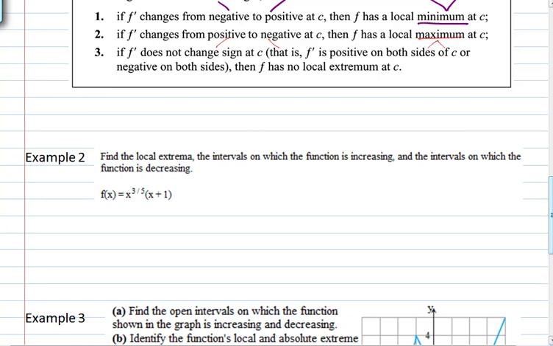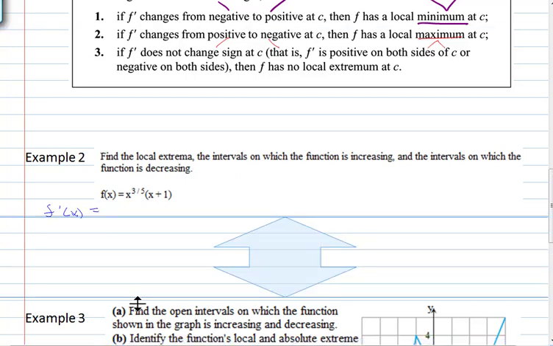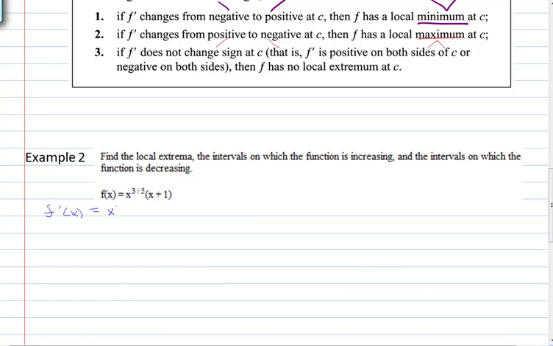Example 2 says find the local extrema, the intervals on which the function is increasing and the intervals on which the function is decreasing. That's the same thing we just did for the first one, right? So we begin with, there's the function, we begin with the derivative. F prime of x. How do I find the derivative? What rule do I use? Product rule. So this is going to be the first times the derivative of the second plus the second times the derivative of the first, 3/5 x to the negative 2/5.